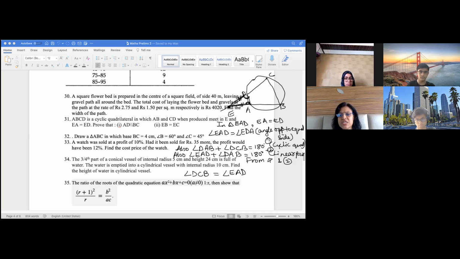Now EAD is equal to EDA, so I'll write is equal to angle, from the first equation we have written na, EAD is equal to EDA, which means angle DCB is equal to angle EDA. What are we getting? ये angle equal to ये angle. That means these two lines are parallel because these are corresponding angles. Okay, these are corresponding angles.